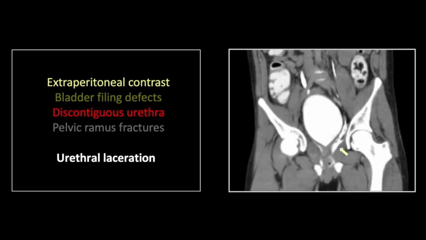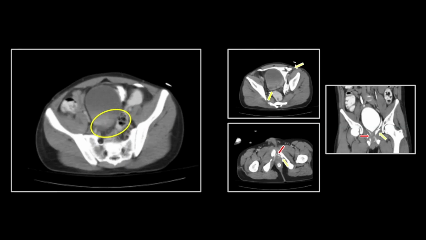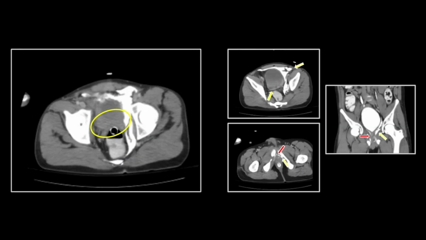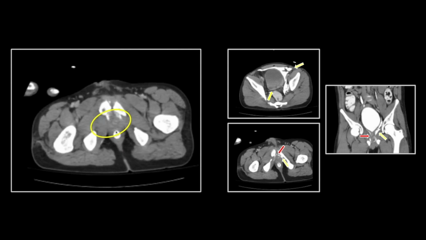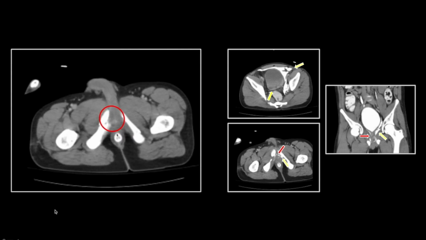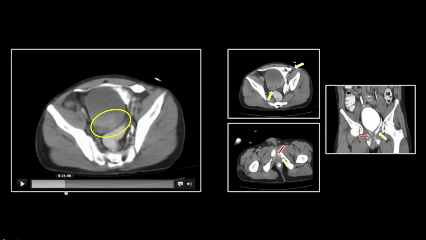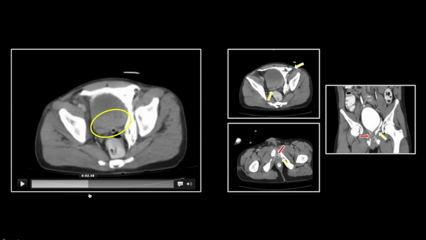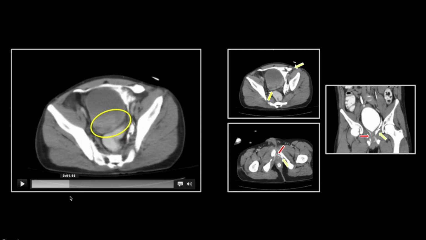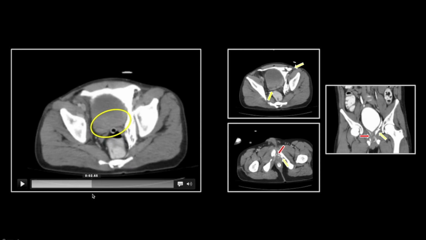Here on the coronal, you see the extraperitoneal contrast and a nice demonstration of the kinking and the transverse defect there in the urethra with periurethral contrast spilling forth. There is the intraluminal filling defect consistent with a clot, and that was followed by the urethral injury. So again, here is the intraluminal clot, hypodense in this instance as it is outlined by contrast.